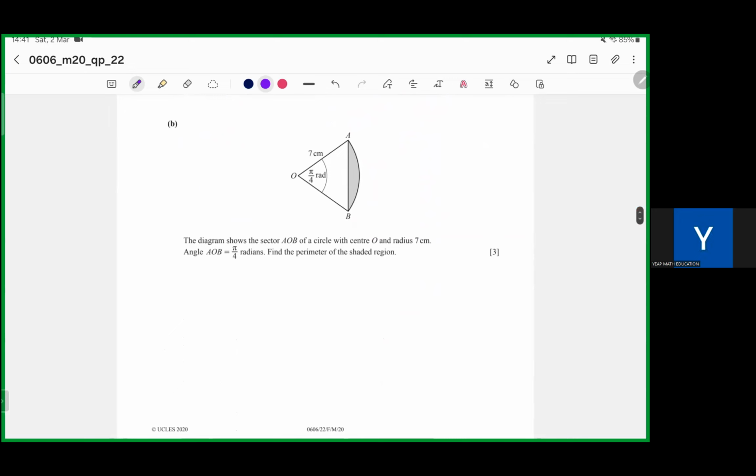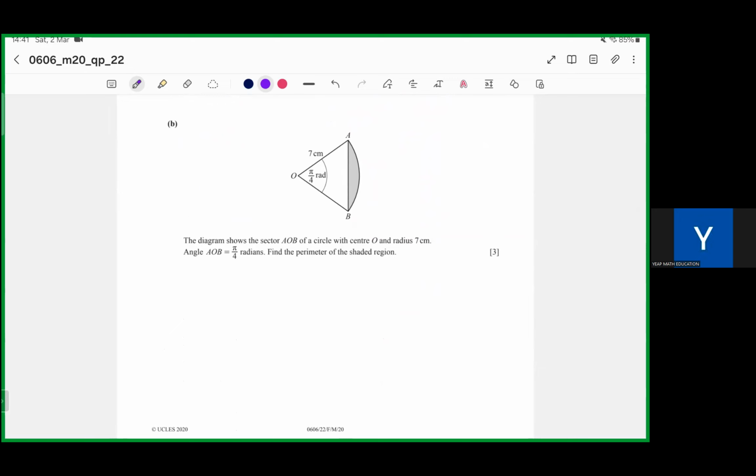Okay, now we're looking at question B. Question B is giving you a diagram. The diagram shows the sector AOB of a circle with center O and radius 7 cm. The angle given is AOB, 1 over 4 pi radians. So find the perimeter of the shaded region.